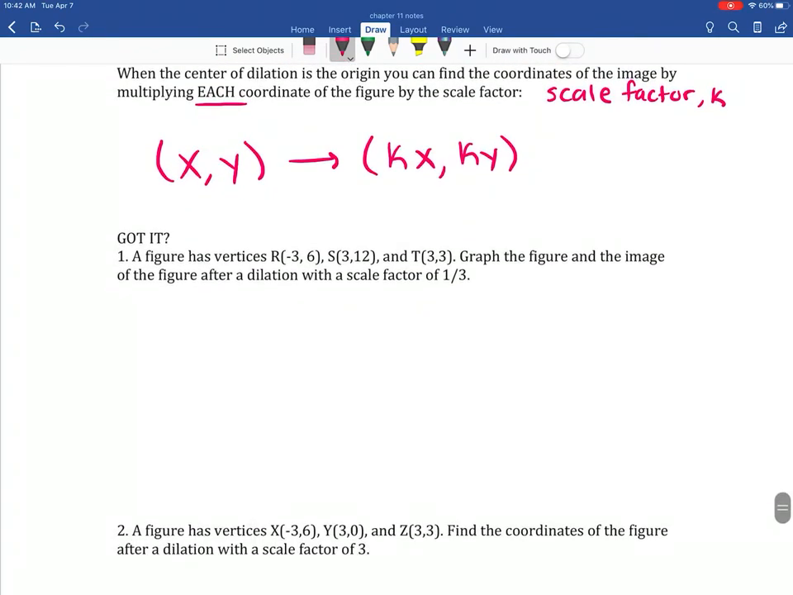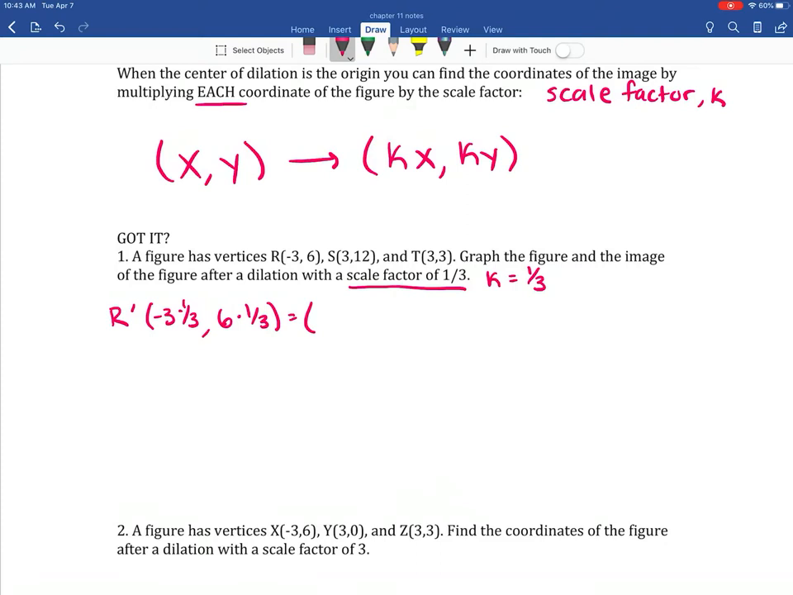A figure has these vertices. Graph the figure and its image after a dilation with a scale factor of 1/3. So my k is 1/3. Well, we have our original vertices. Let's get our image vertices first before we go to graph. So the rule is you take the original and you multiply by the scale factor. So R was -3, 6. Now it's going to be -3 times 1/3, comma, 6 times 1/3.